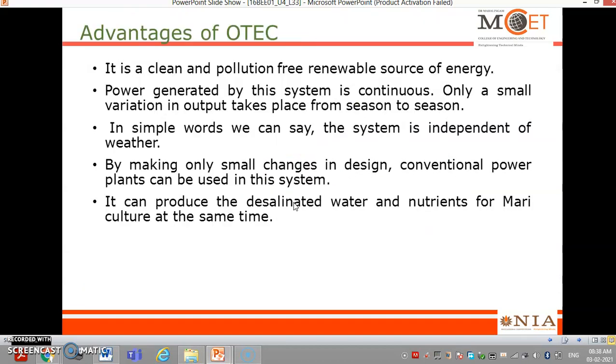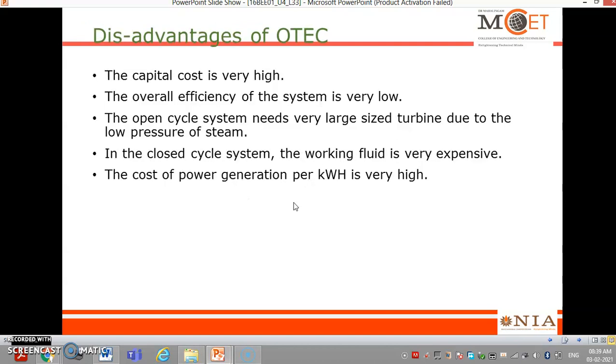It is a clean and pollution free renewable source of energy. This is the major advantage. Power generated by the system is continuous. Only a small variation in output takes place from season to season. In simple words, we can say the system is independent of weather. By making only small changes in design, conventional power plants can be used in this system. It can produce desalinated water and nutrients for mariculture at the same time.